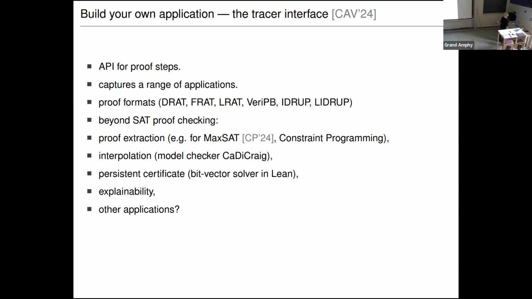This one is kind of, it doesn't belong here. You can use the LRAT certificate as a persistent certificate, like we heard. I think Jakob in his talk also mentioned this. This is already used in Lean. They have a verified bit vector solver that calls CaDiCaL and extracts the LRAT certificate. And then they have a verified conversion. And if you don't want to call CaDiCaL every time, you can just store the certificate instead. Well, we have explainability on the slides. Maybe there are other applications.